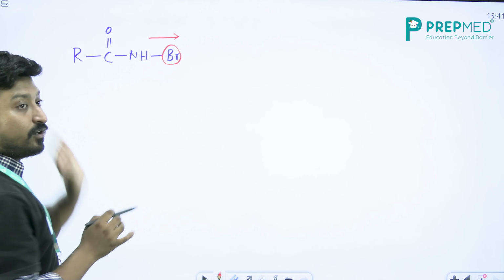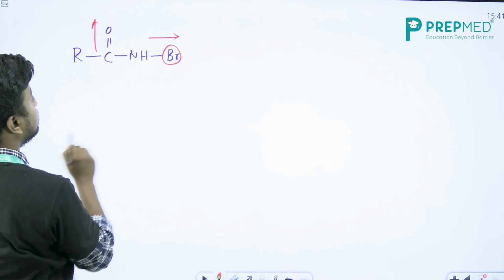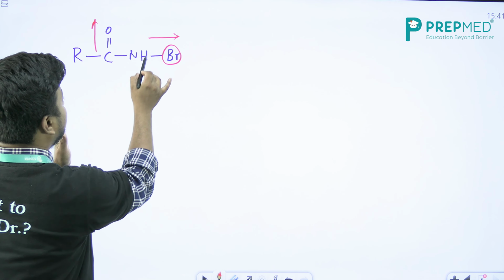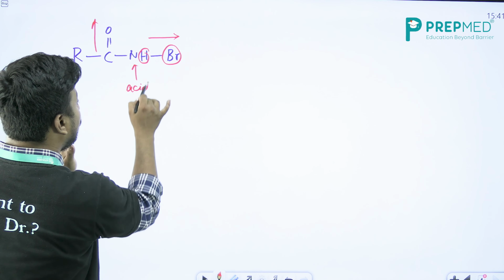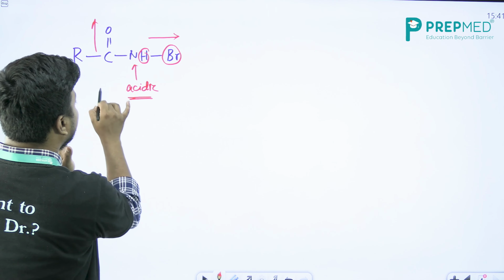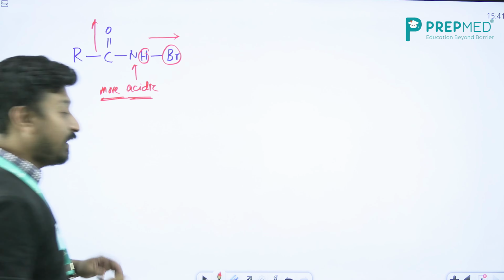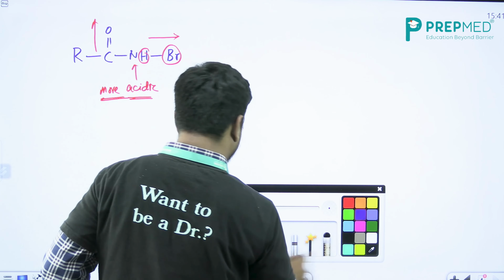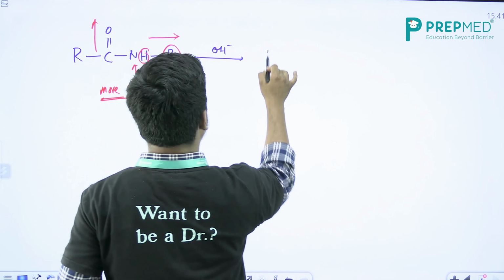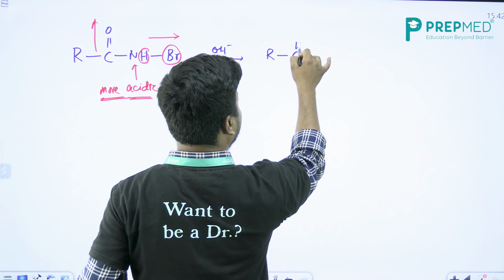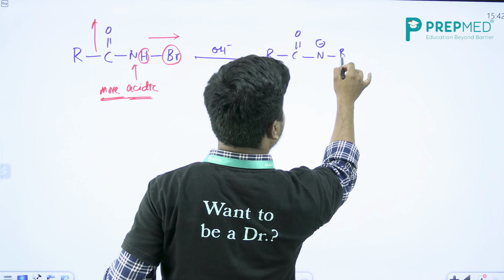Similarly, a carbonyl group is also an electron withdrawing group, so it will also withdraw the electron density. As an effect, this hydrogen becomes more and more acidic in character. If you put it again in the alkaline medium, further this proton will be abstracted.